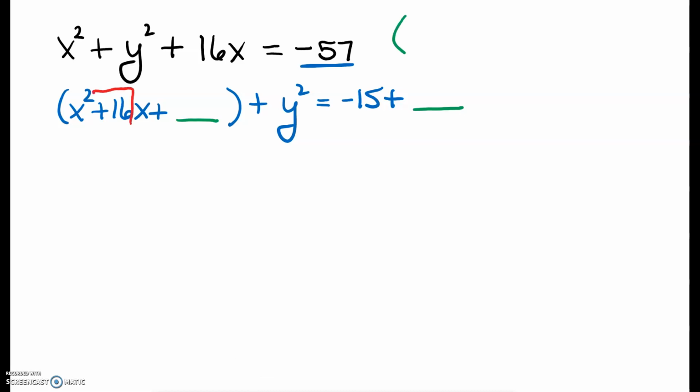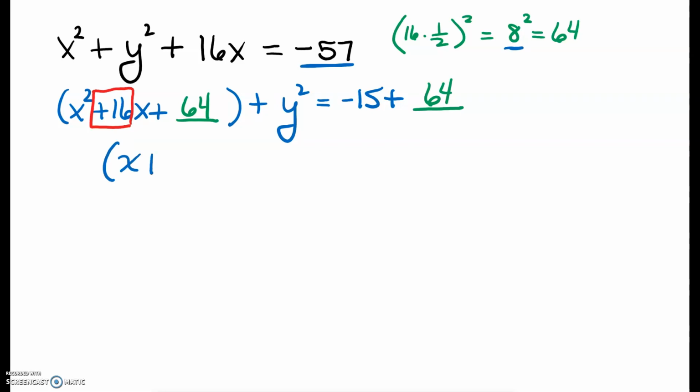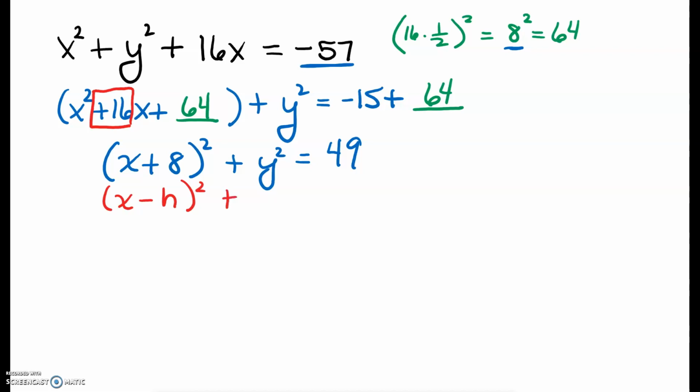So what am I going to put on my green blank? Well, I'm going to box this in. Okay, so I'm going to take 16, I'm going to multiply it by a half and square it. Half of 16 is 8, and 8 squared is 64. So when I factor this, I get a nice x. I should see that positive 8 in my factor, plus y squared. And if I subtract 15 from 64, I get 49. But when I compare this to my standard form, it doesn't really look anything like it. So I need to turn it into something that looks like that.